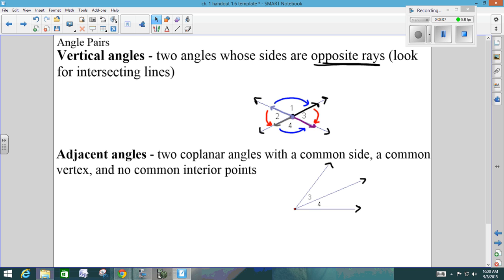The hint there is to look for intersecting lines. Why would I look for intersecting lines when the vertical angles are made up of opposite rays? Because opposite rays make, and they form a what? Straight line. Okay, so when you're trying to find vertical angles, you're trying to find the intersecting lines.